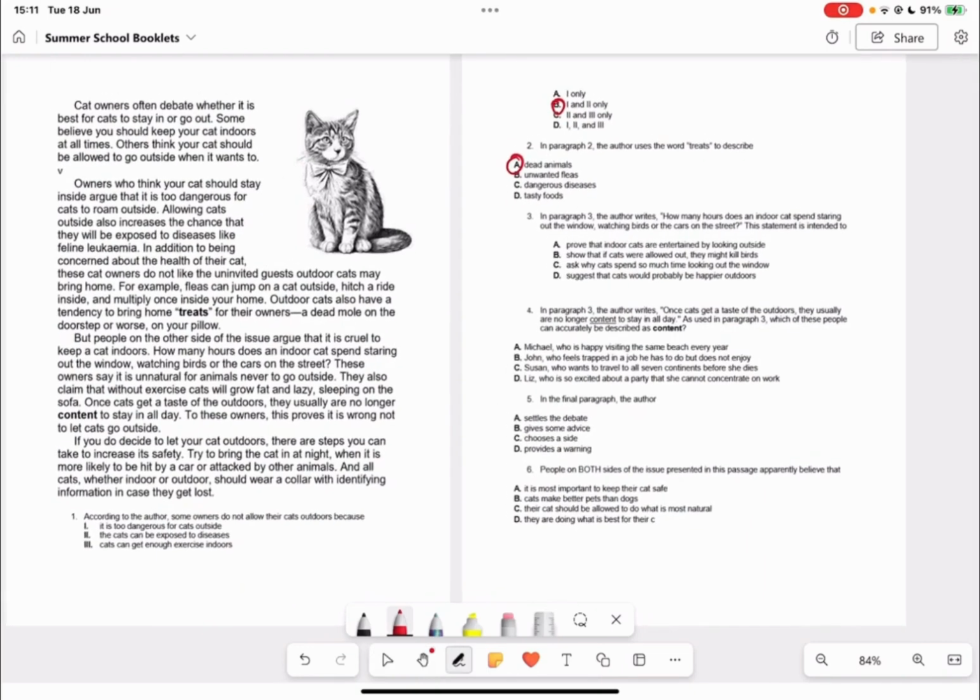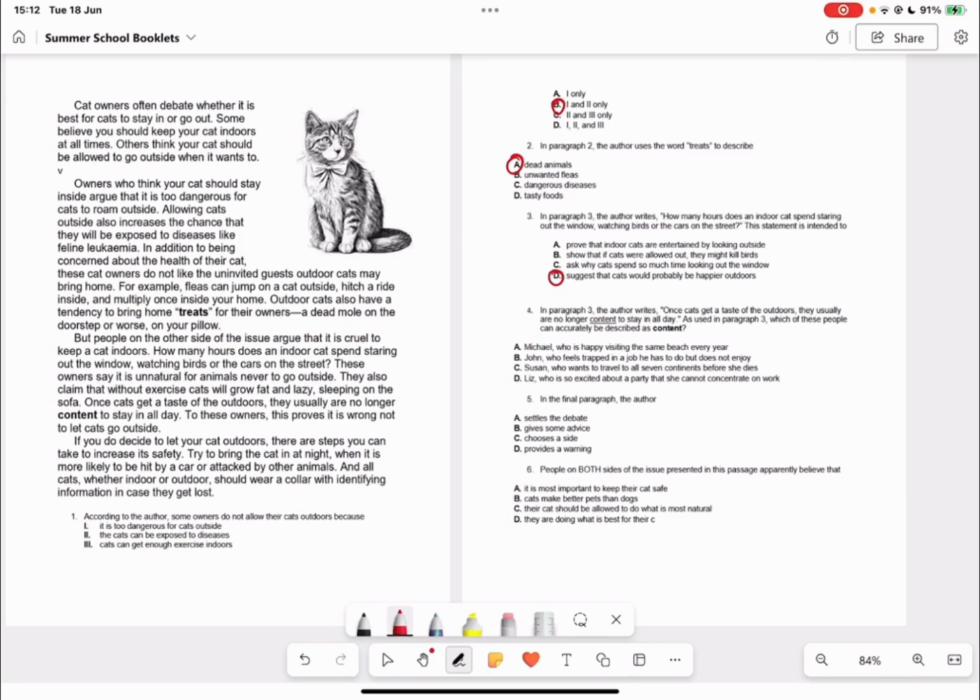And then question 3. In paragraph 3, the author writes, how many hours does an indoor cat spend staring out the window watching birds or the cars on the street? This statement intends to prove that indoor cats are entertained by looking outside, show that if cats were allowed out, they might kill birds, ask why cats spend so much time looking out the window, or suggest that cats would probably be happier outdoors. Well, we know that it's D, because it shows that they want to be outside. So that's B, A, D, and now we move on to question 4.